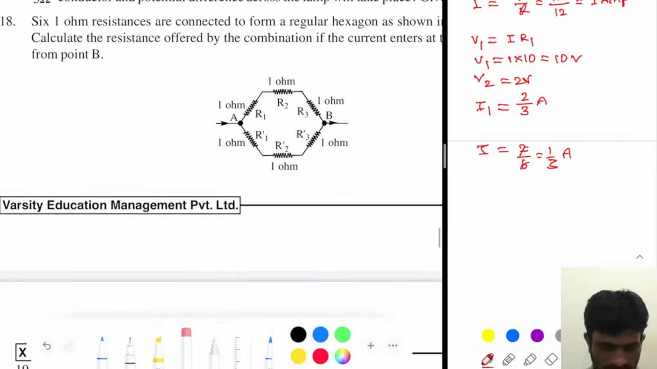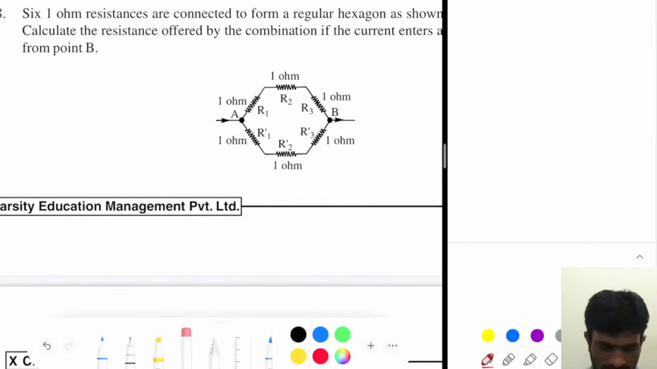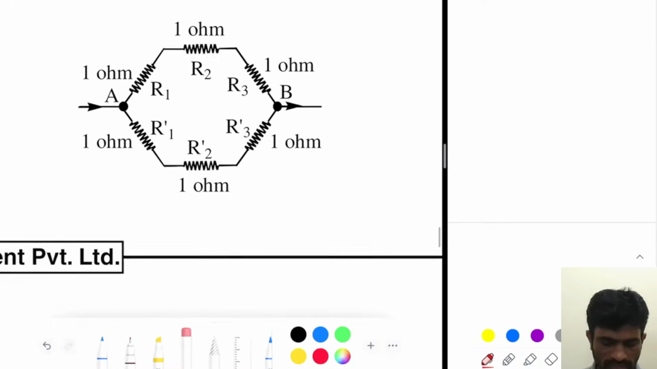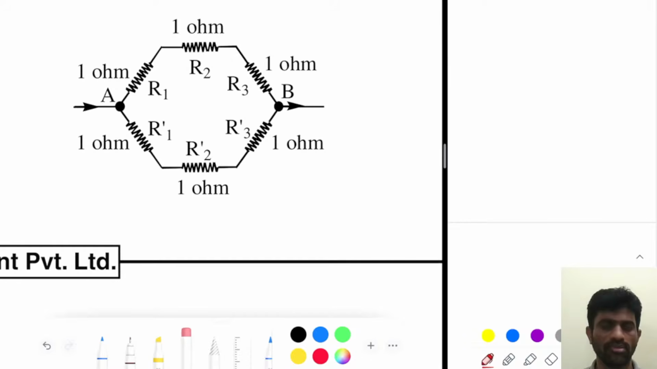Now let's see this question. This is also a different question. Like this, if these are connected, how do we find the resistance from A to B? How are they connected? How are these resistors connected?